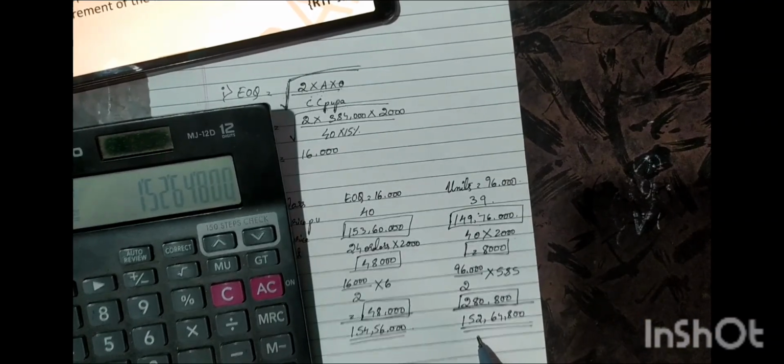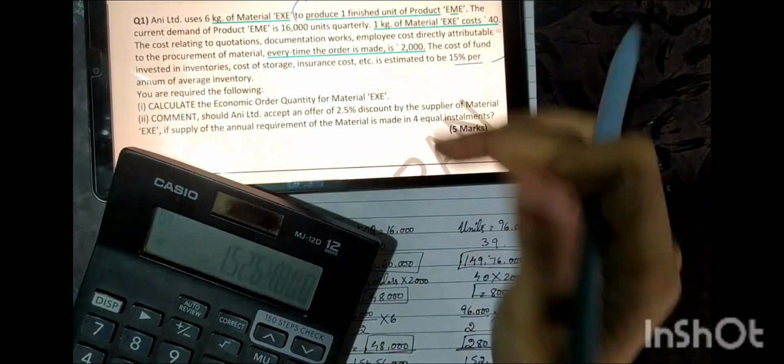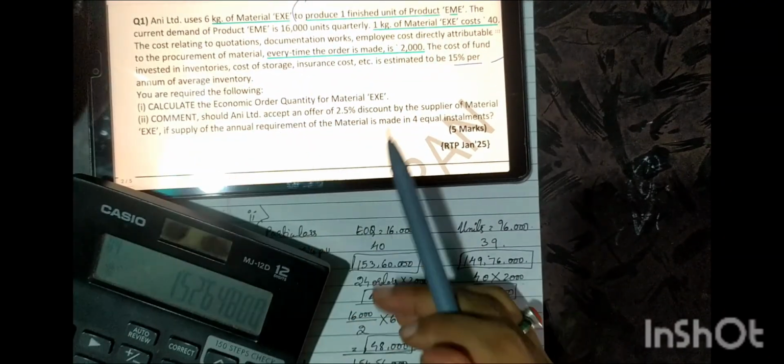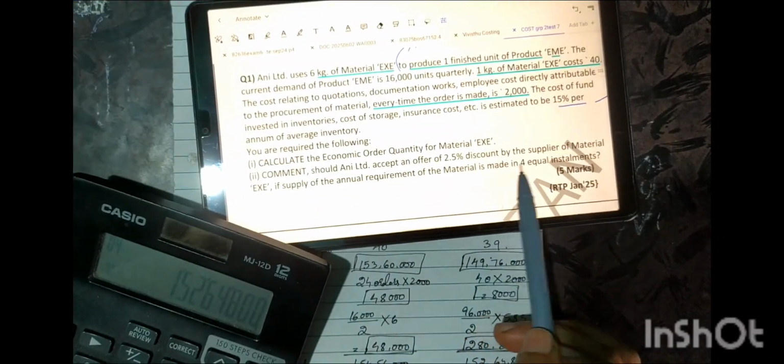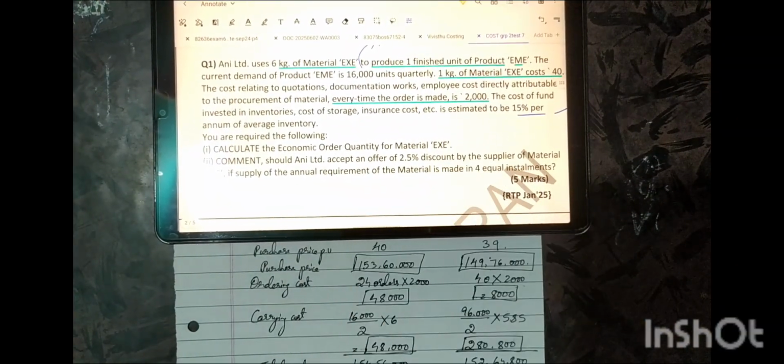So at 96,000 units, if we make the purchase in 4 installments with the discount of 2.5%, we are incurring less cost. So that is what the question is about. They are asking, should the company accept an offer of 2.5% discount? Yes, you should accept the discount. Okay.